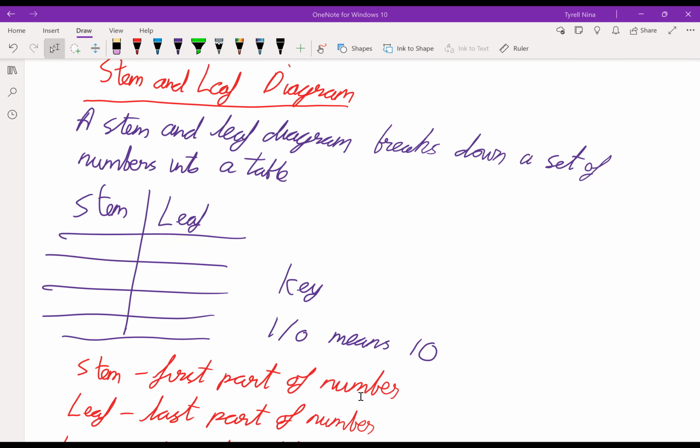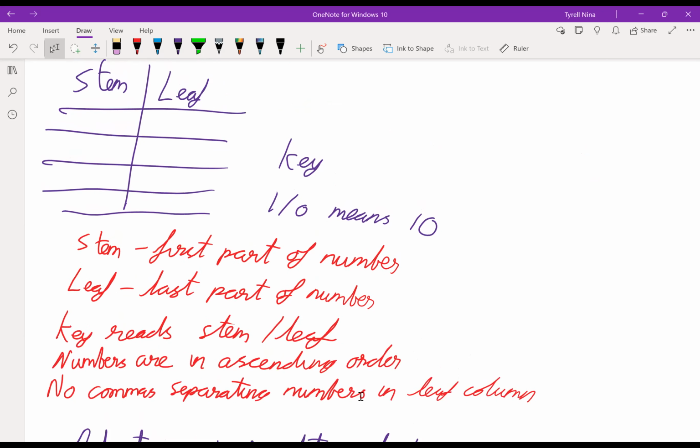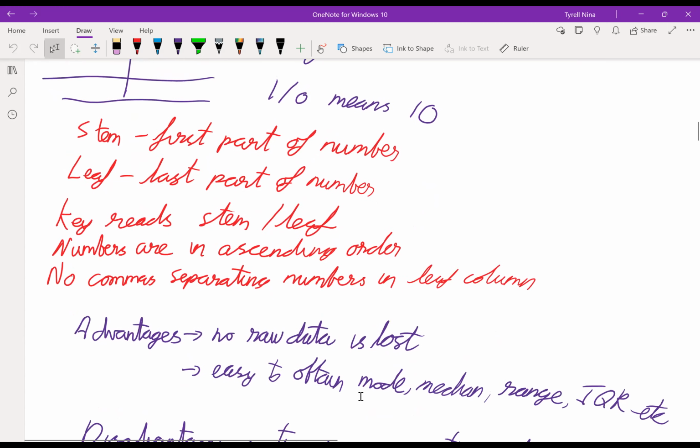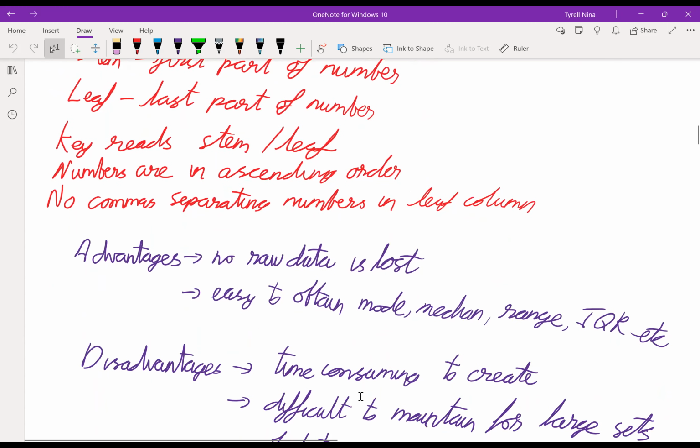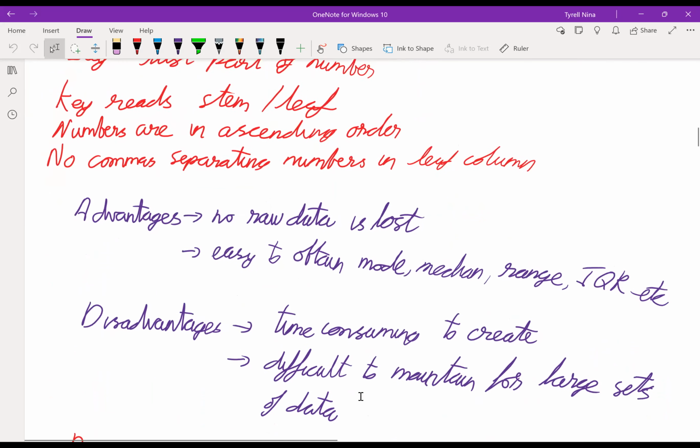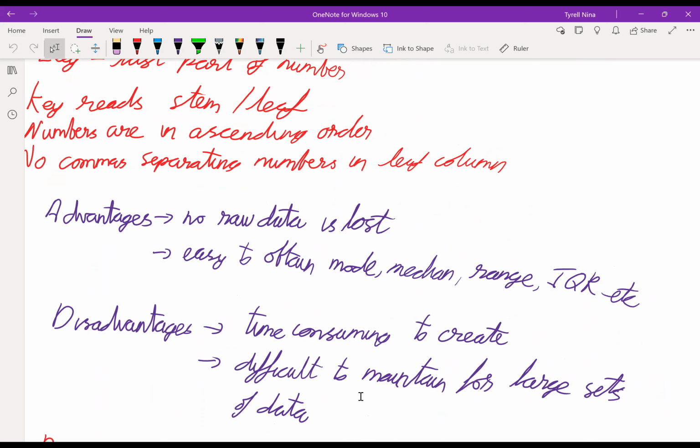All right. The key reads stem/leaf. Numbers are in ascending order, no commas separating numbers in the leaf column. We'll do one, right? The advantage is no raw data is lost, and it's easy to obtain mode, median, range, IQR. The disadvantage, time consuming to create, difficult to maintain for large sets of data, right?